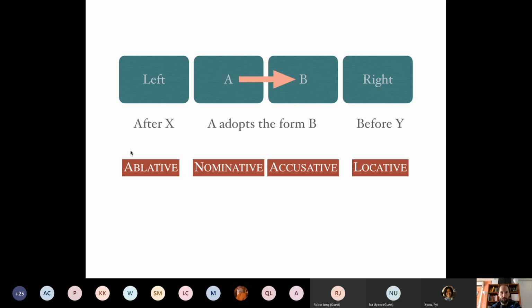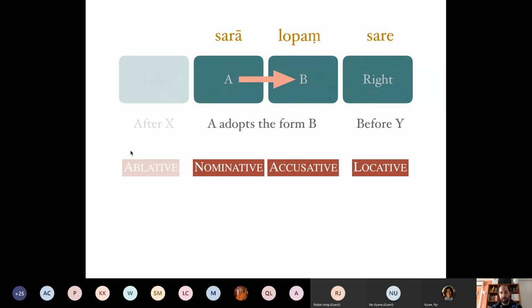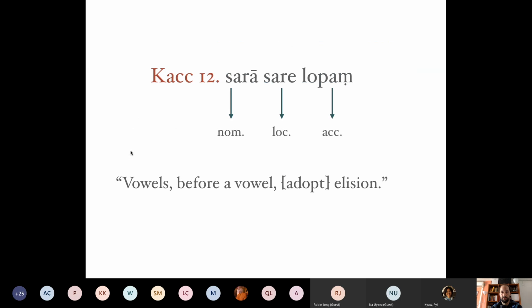So if we follow the scheme or the structure of the replacement, here we don't have the left context. That is irrelevant in this case. We don't always need it. So we start with sara in the nominative. Sare, right context, before a vowel, they adopt the form of lopa, elision. So sara, sare, lopam: vowels before a vowel adopt elision. It is a very literal translation, but I think it more or less conveys the sense.